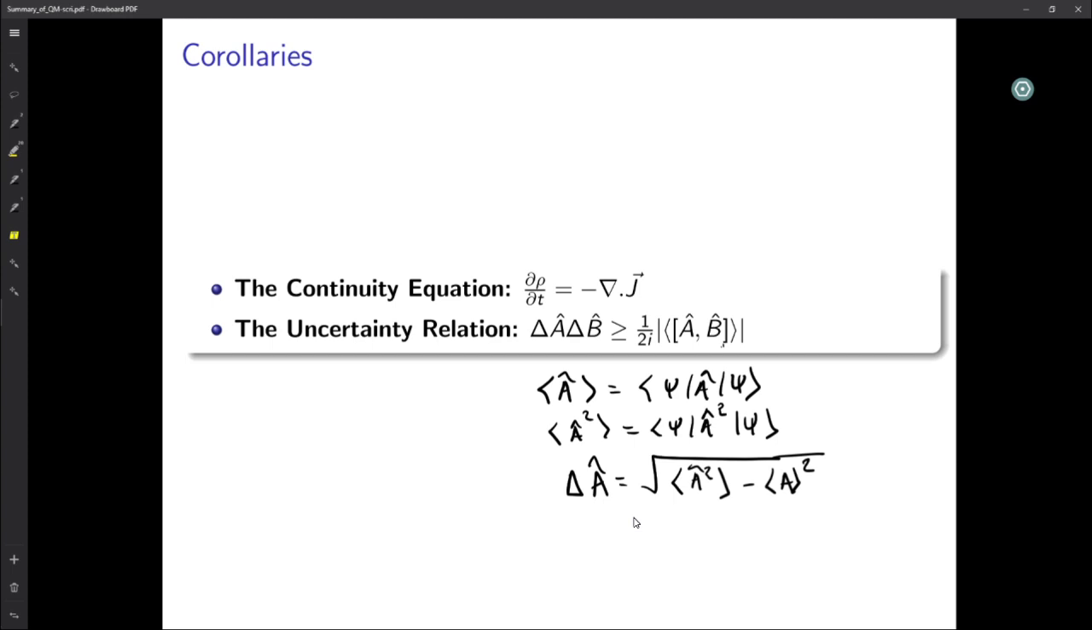Okay, so what are we trying to say when we say that the standard deviation of A times that of B is larger than this number? I think it's better expressed with position and momentum, and this is the Heisenberg uncertainty relation between position and momentum. What this is telling us is that when this product is not zero, I cannot measure these two things completely, 100%. If I want to measure X precisely, all of the uncertainty will flow into P.